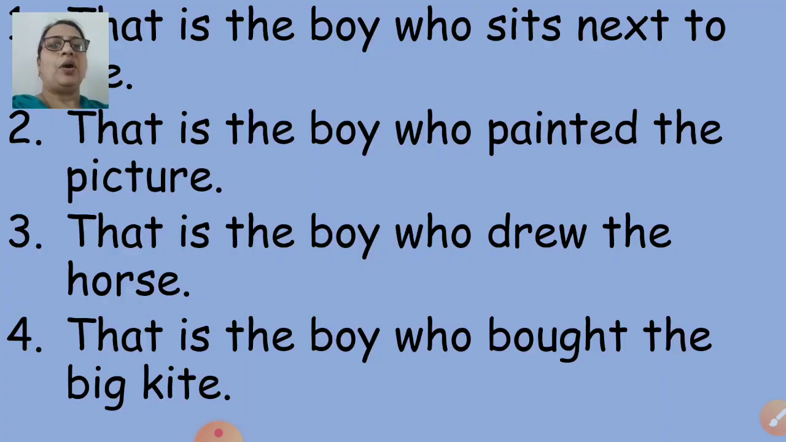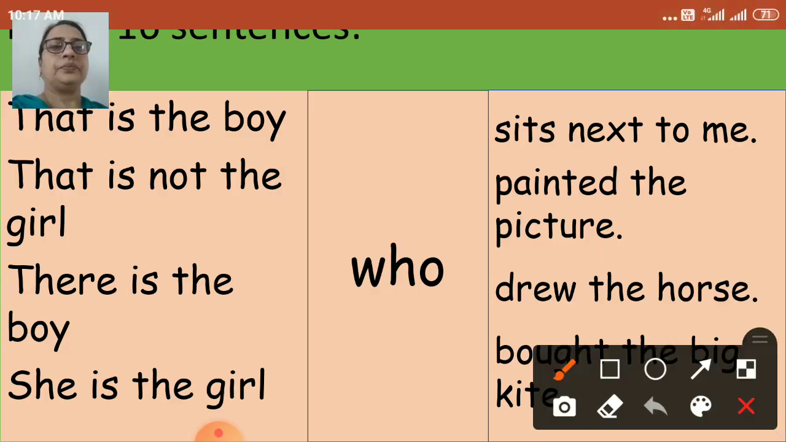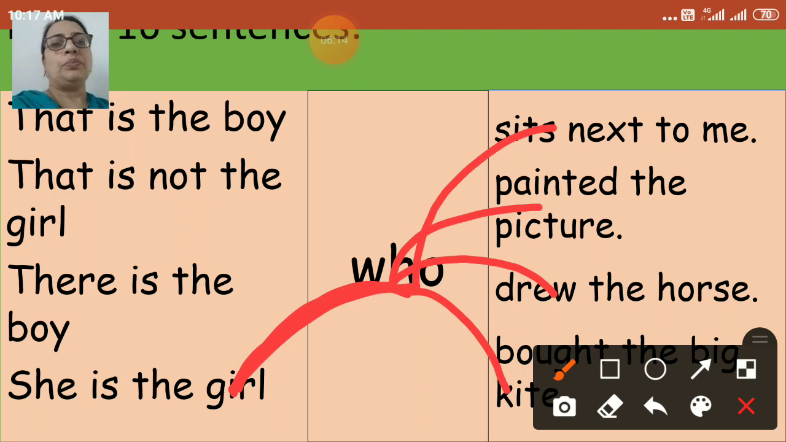Now, with the help of the fourth group of words, that is, she is the girl. So, she is the girl who sits next to me. She is the girl who painted the picture. She is the girl who drew the horse. And she is the girl who bought the big kite. Easy? So these 4 sentences, children, you are going to write on your own as a practice.